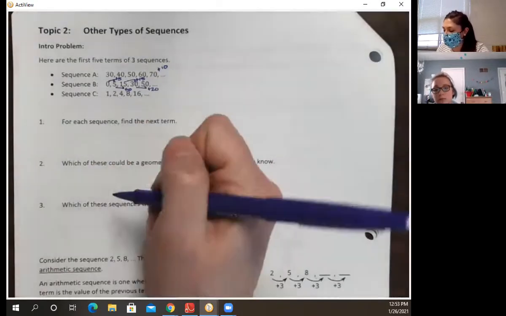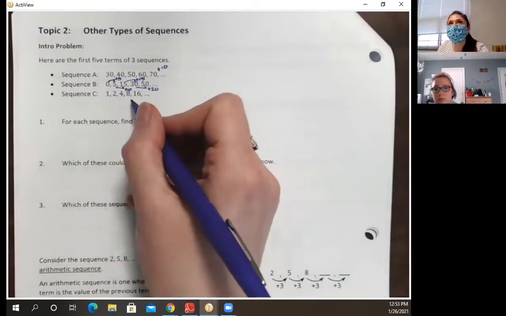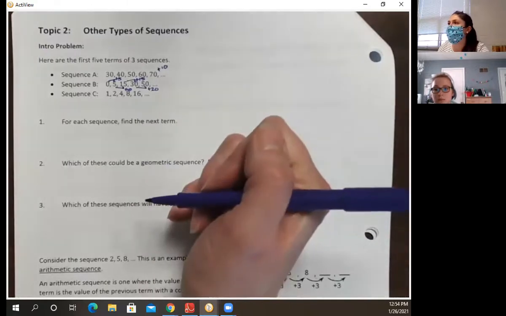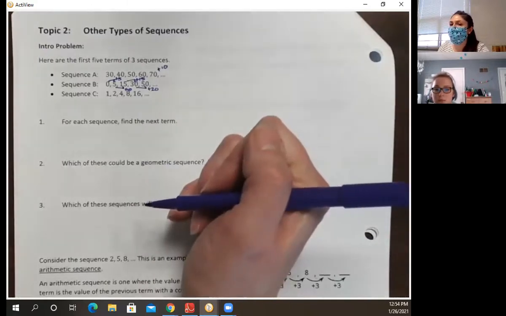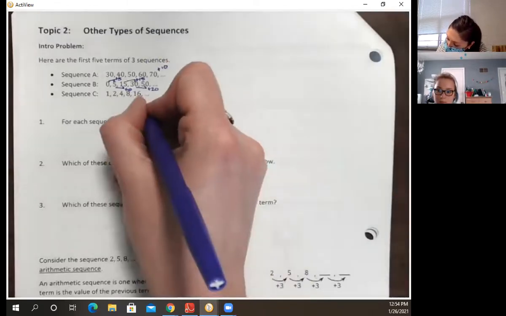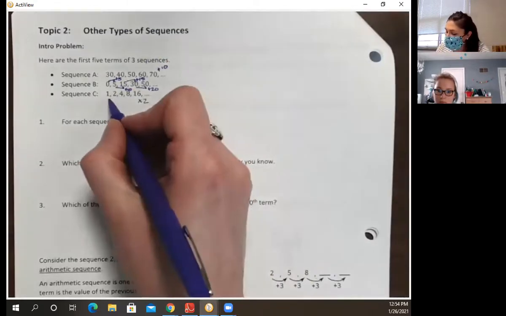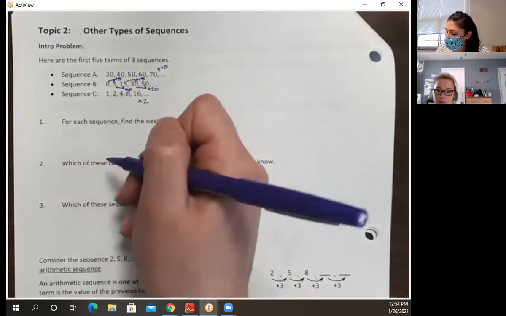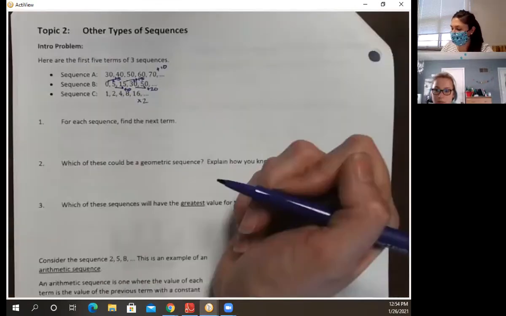And then what about sequence C? 1, 2, 4, 8, 16. What am I doing there? Yeah, we could multiply by 2. 1 times 2 is 2, 2 times 2 is 4, 4 times 2 is 8.